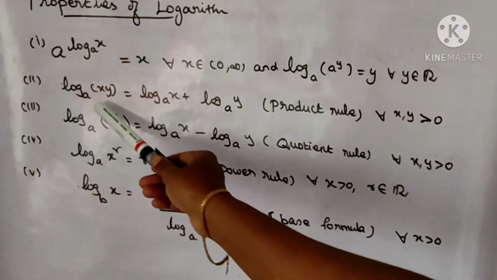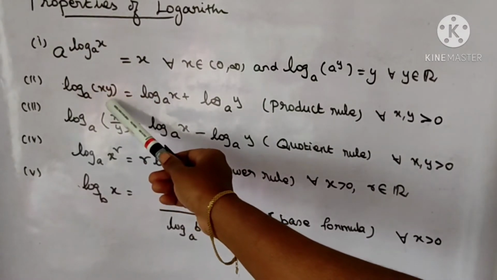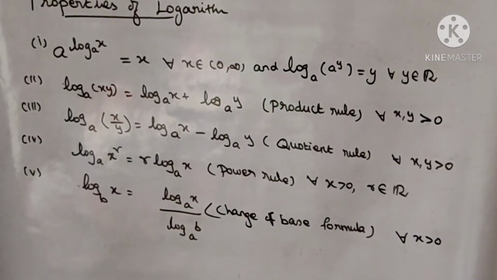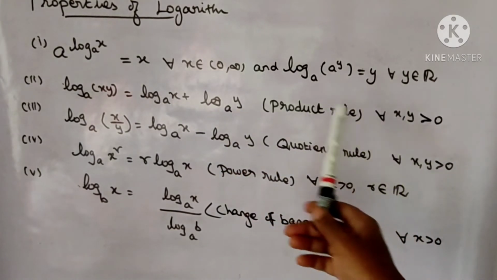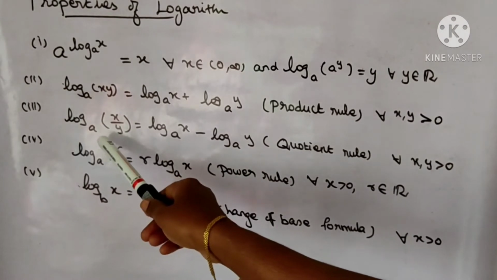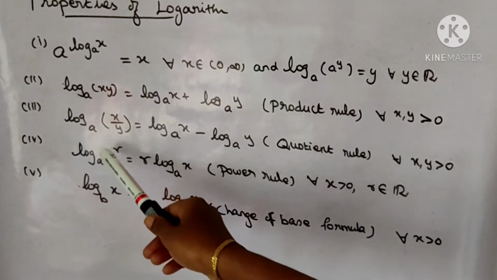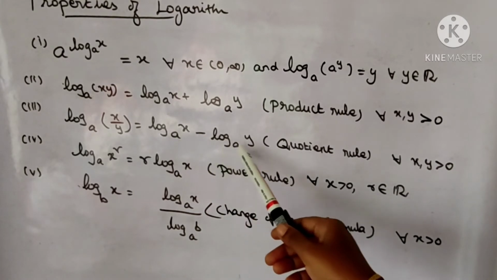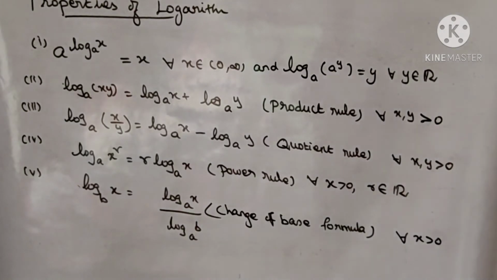And the second result, log base a of xy. This one already you know, the product rule. Log base a of xy is equal to log base a of x plus log base a of y, for all x, y greater than 0, we only take the positive numbers. And the third result is log base a of x by y is equal to log base a of x minus log base a of y. This is the quotient rule. Multiplication becomes addition, and division becomes subtraction.